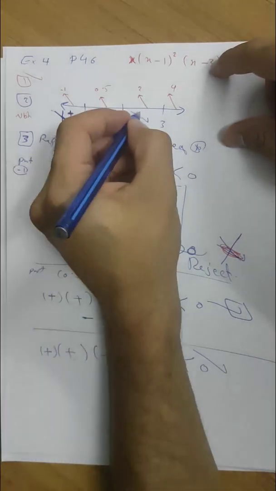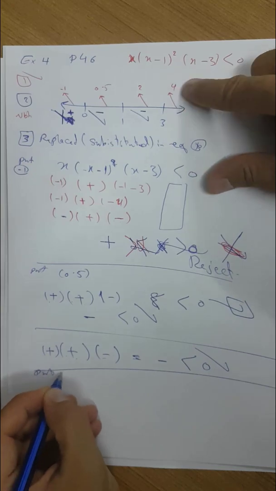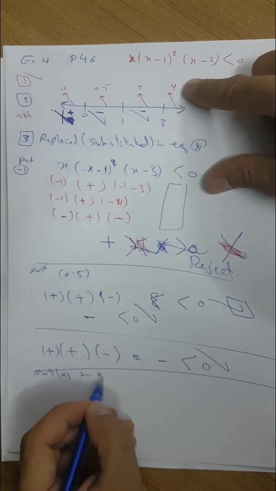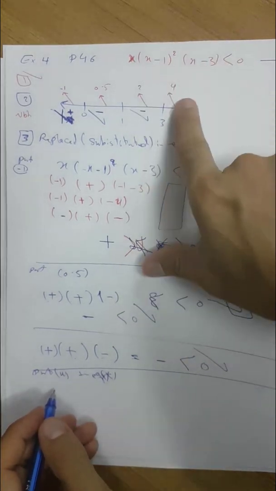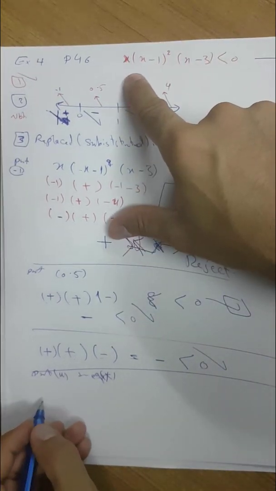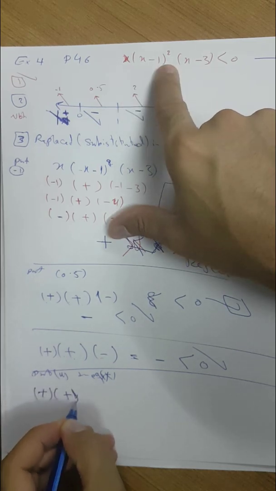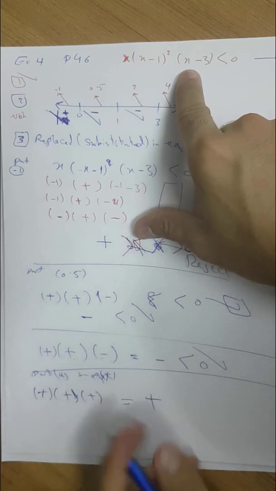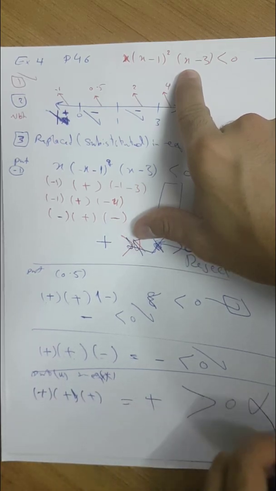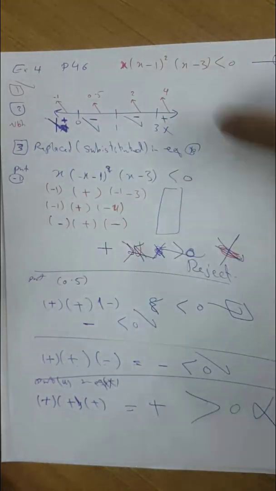How about putting 4 in equation star? Let me put number 4, the last neighborhood's number. Positive, as usual, the square positive, and 4 also positive. So 3 positive, but the result will be positive, which is greater than 0. We don't take it. We don't take this one. Okay. So the solution will be what?